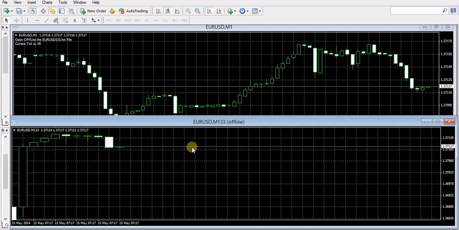So let me just sum up really quickly why you want to use the candlestick chart in combination with the tick chart in combination with the time chart. And it's pretty simple, actually.